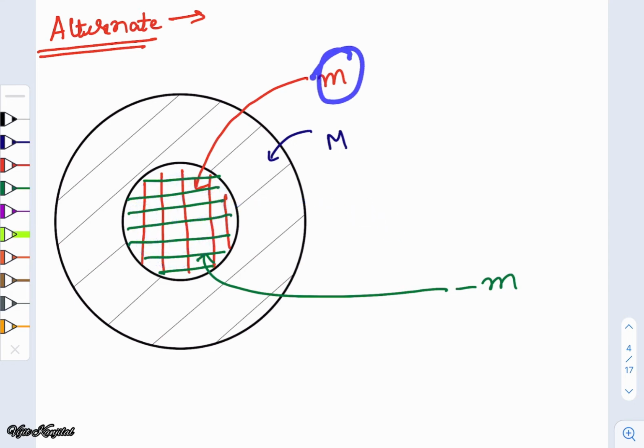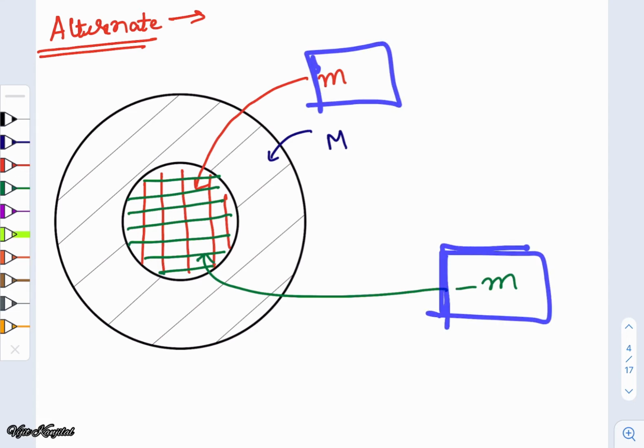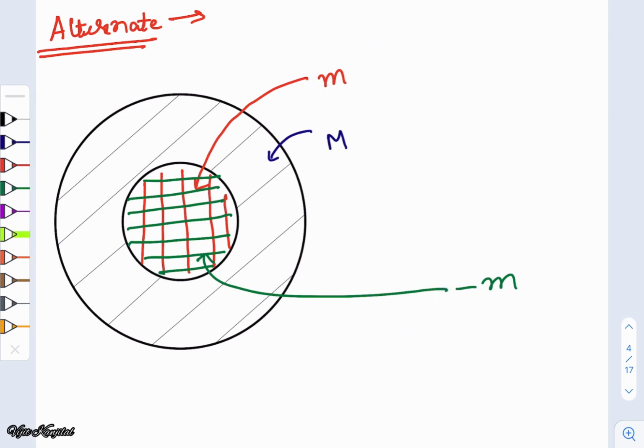because this positive mass small m and this negative mass minus small m are overlapping with each other. We are just assuming this particular fact. This is far away from reality. Just for solving the problem, we are assuming it mathematically.